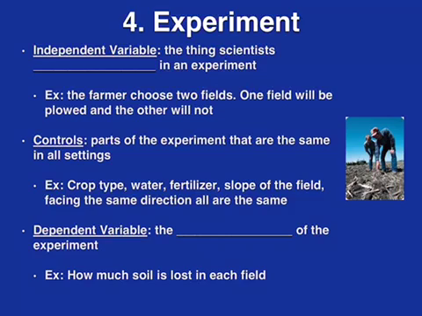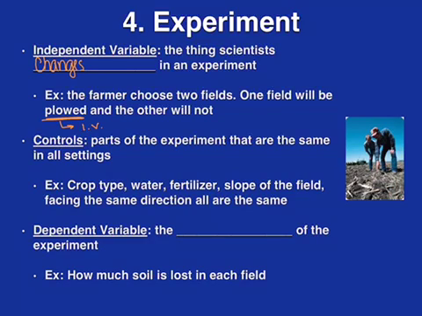So then she's going to perform her experiment. When we set up experiments, experiments have different parts. The first part is going to be called the independent variable. This is the thing that the scientist changes or manipulates throughout the experiment. So in our farming example, the farmer is going to choose two fields. One field will be plowed and the other will not. So the act of plowing is going to be your independent variable.